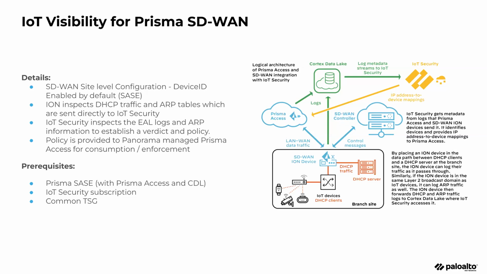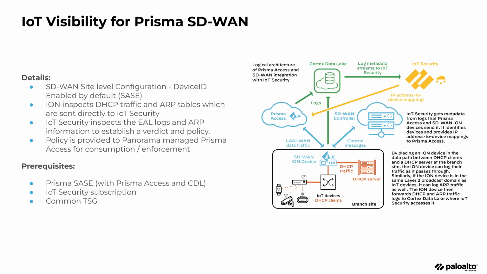It doesn't have to be destined to it, but we will actually snoop that traffic, as well as inspecting the ARP tables that are attached to the ION, take all that information and upload that into your Cortex Data Lake instance. That information is sent to the IoT security service for further analysis.